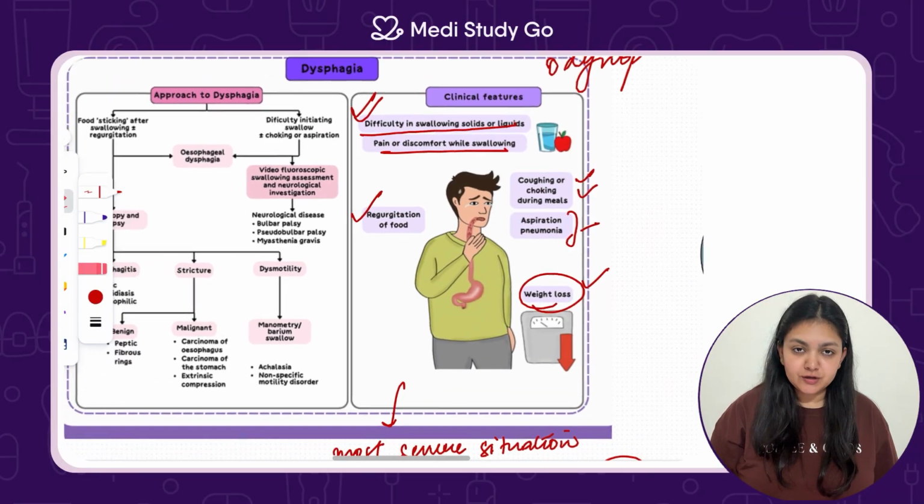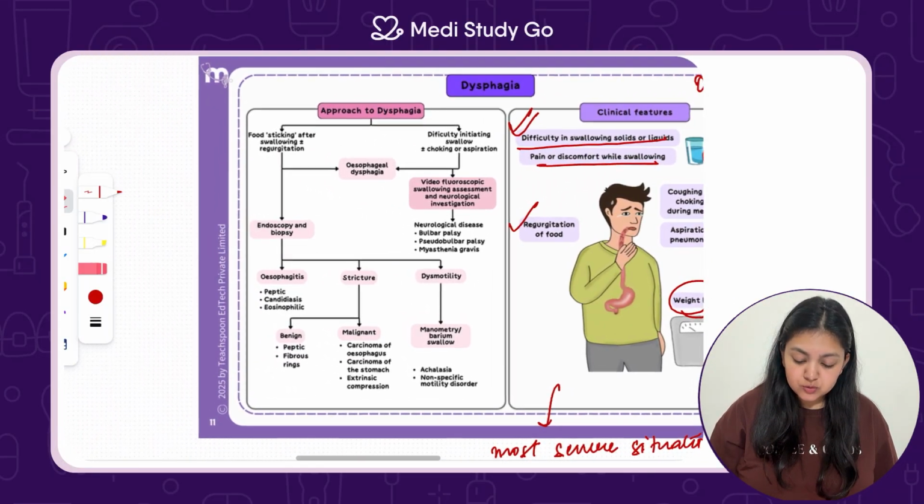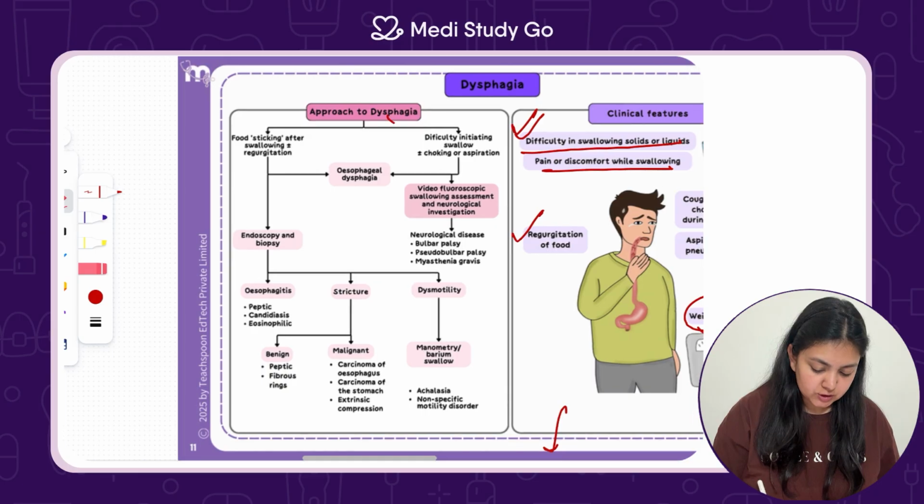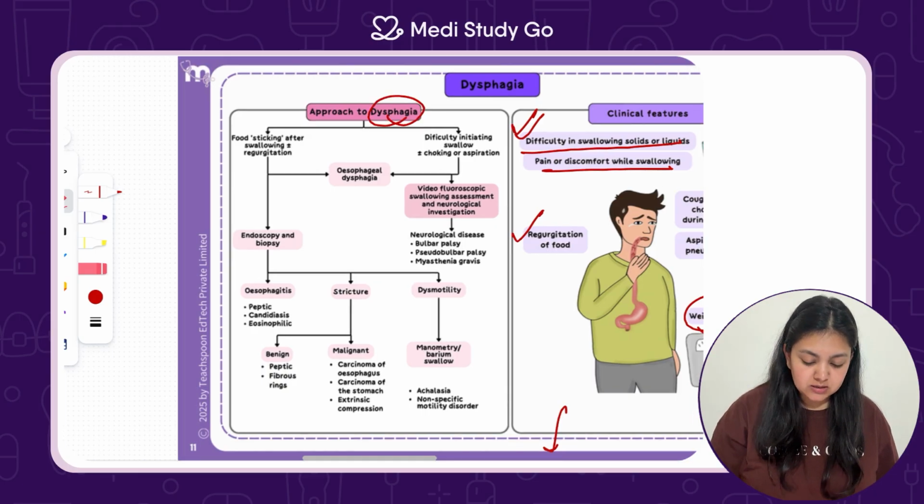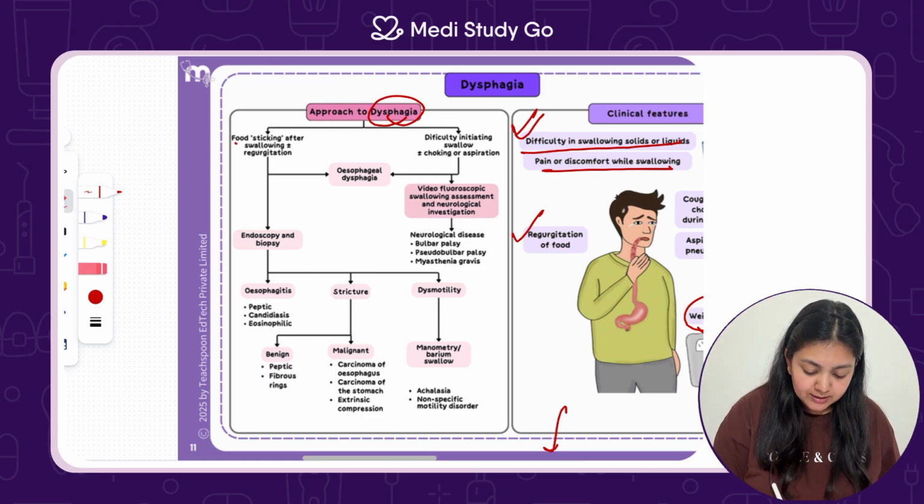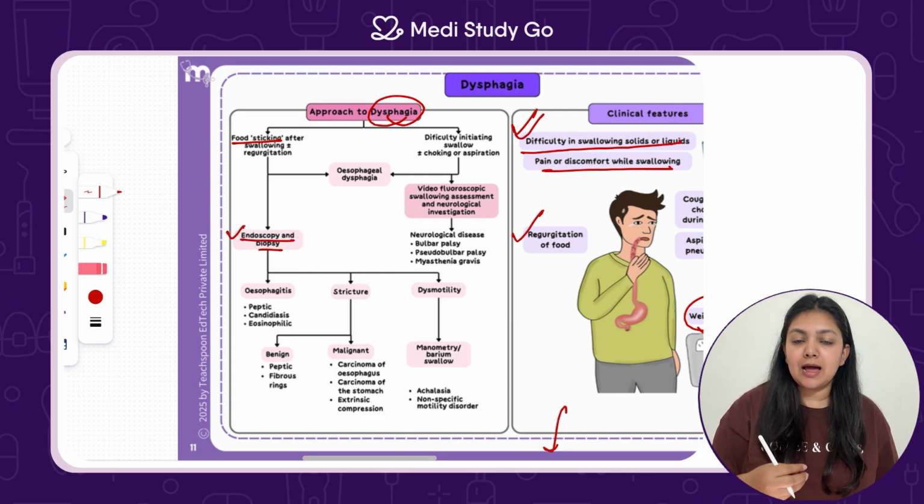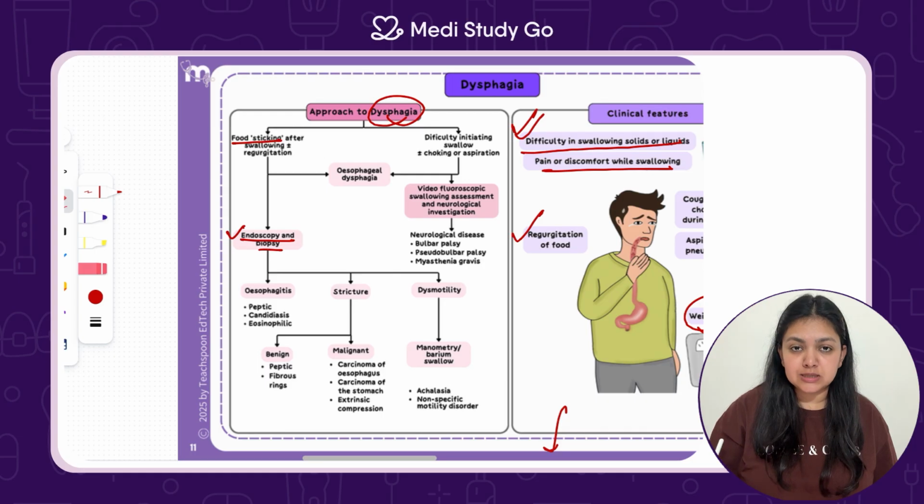So once you know the clinical features, you need to know how to approach a patient who has dysphagia. First and foremost, you'll ask the patient: are you feeling stickiness in the swallowing part, or are you actually facing difficulty in swallowing? If the patient says I'm feeling like food is sticking, you will do endoscopy and biopsy because you will have to visualize the esophagus for the presence of any strictures or diverticula or a pouch formation which might be trapping the food inside and giving the patient the stickiness feeling.